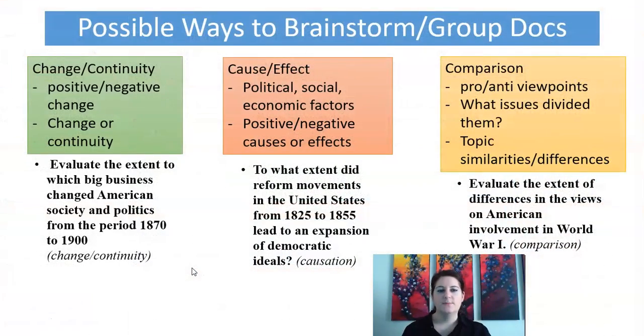Other possible ways to brainstorm might be helpful when thinking about what type of question you're being asked to look at. So the previous examples I had about big business, the change and continuity, you can think about what were elements of positive change or negative change as a way to start grouping your evidence. Or was this something new during this time period, or was this something that stayed the same? For cause and effect, it's helpful if you think along political, economic, and social factors, or also positive and negative causes or effects. With the comparison, divide it up.